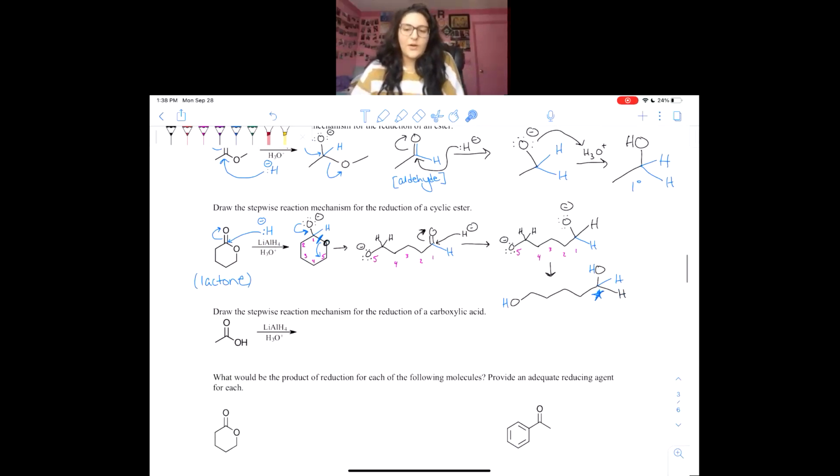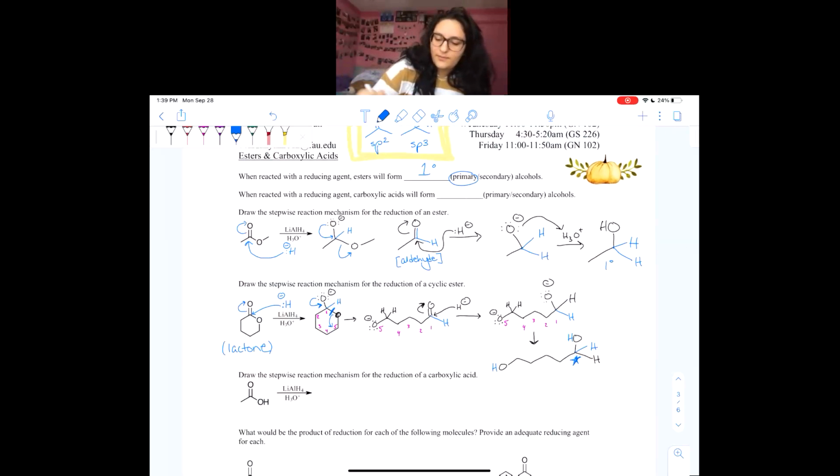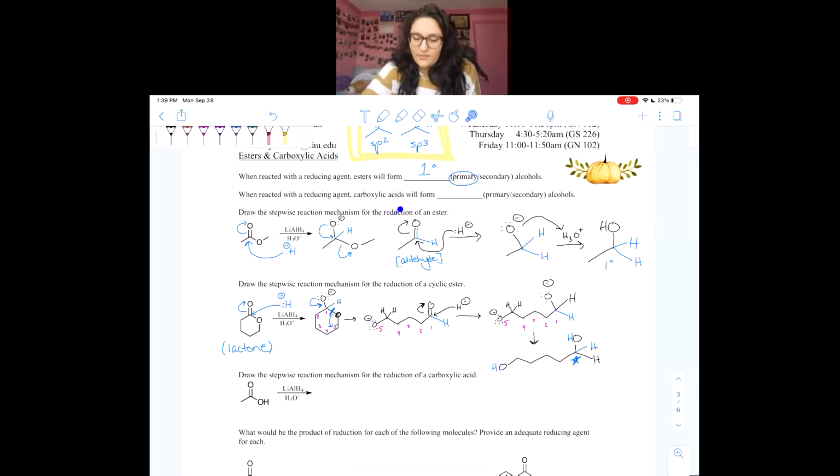Sweet. Okay, so I am actually going to leave this reaction for you guys to practice on your own. The reason is it's the same exact mechanism as the ester, but now instead of an OR group, you have an OH group. And so, spoiler alert, if you react a carboxylic acid with a reducing agent, you're going to form a primary alcohol. So, like I said, all the group 2 reactions will be exactly the same.